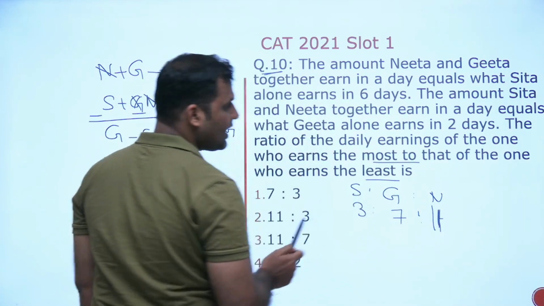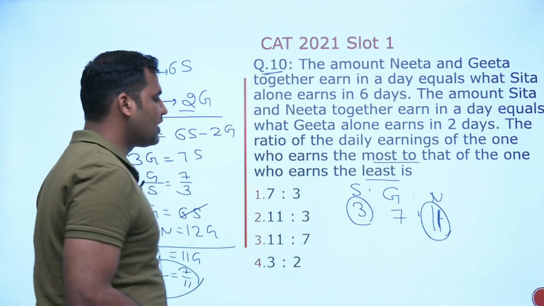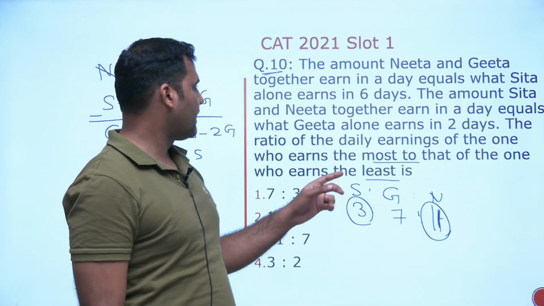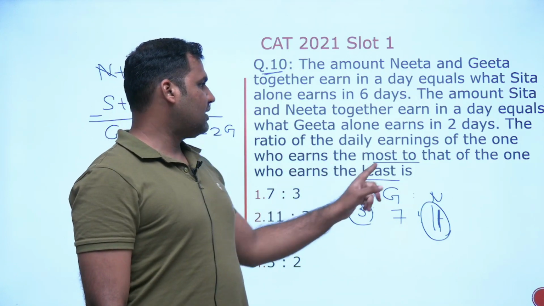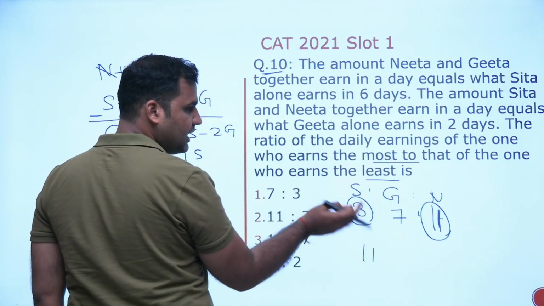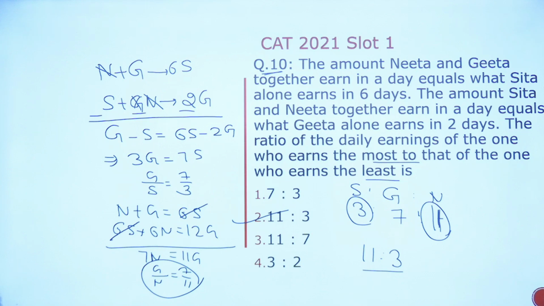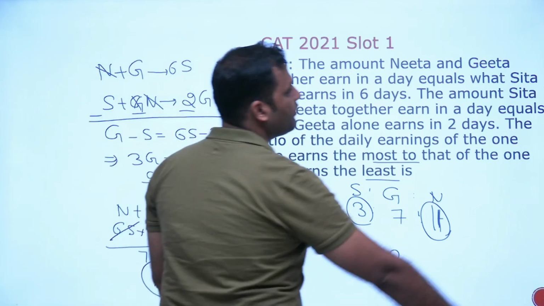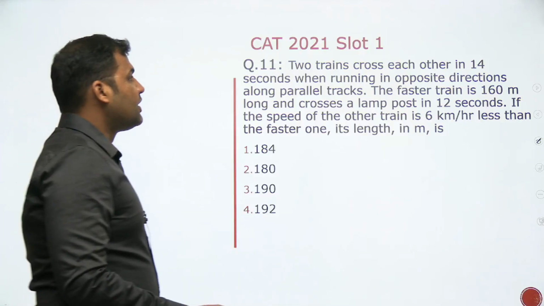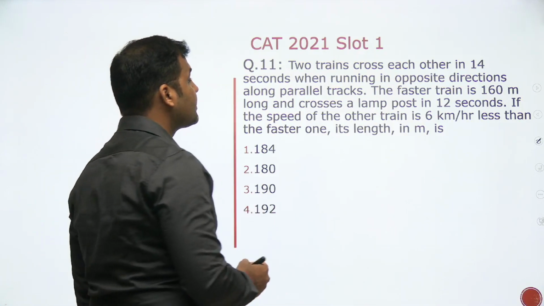So the lowest earning is Sita's, and the highest earning is Neeta's. We are supposed to find the ratio of the daily earning of the one who earns the most, which is Neeta, 11, to the one who earns the least, which is Sita, 3. So 11 ratio 3 is the correct answer to the question. Simple, easy, straightforward. So guys, here is question number 11 of TSD from CAT 2021 slot 1.